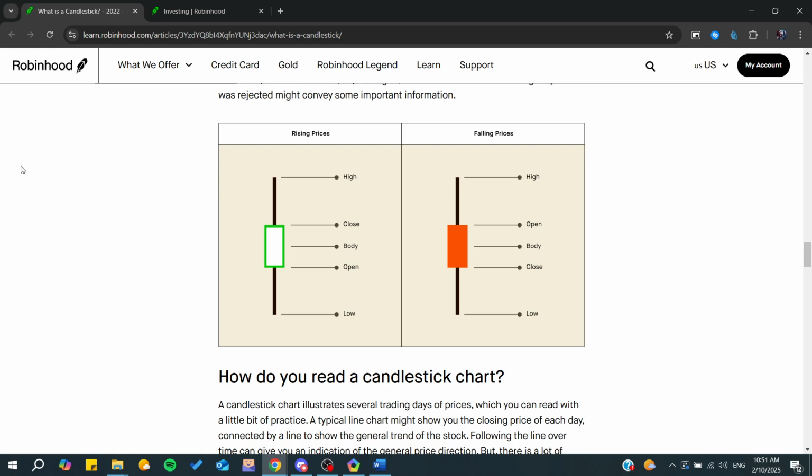In this tutorial, I'm going to show you how to read candlesticks on Robinhood. So make sure to watch the video to the end and follow these simple steps.